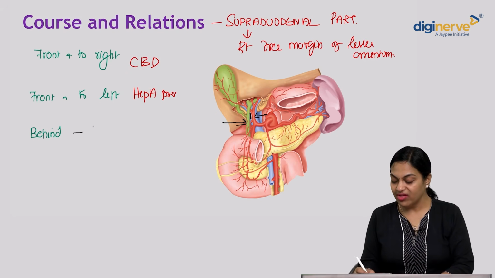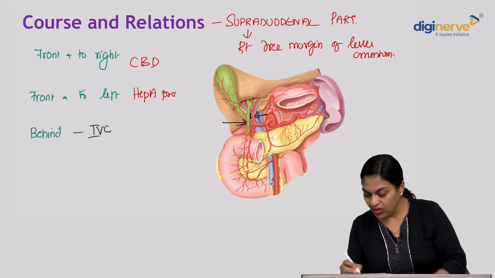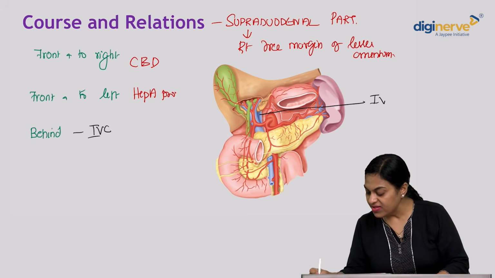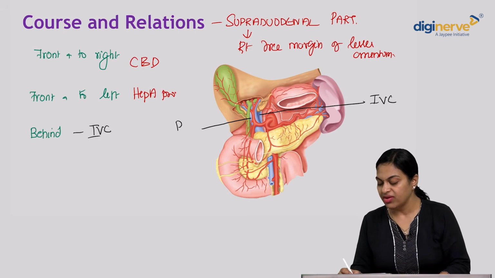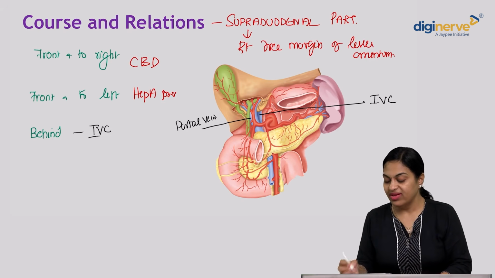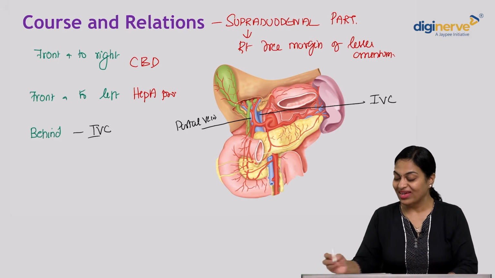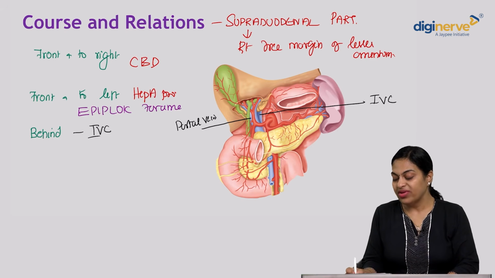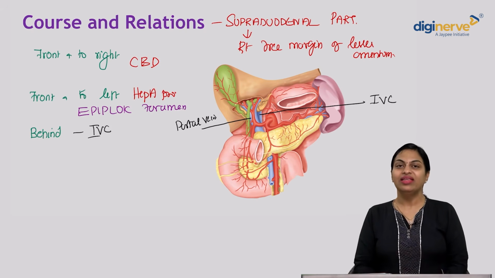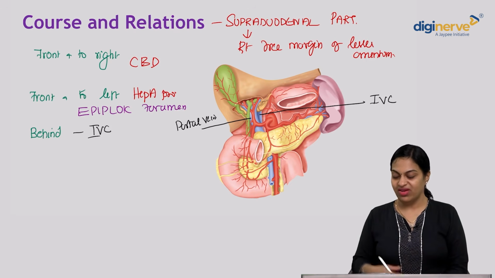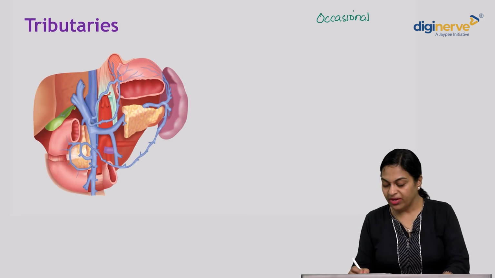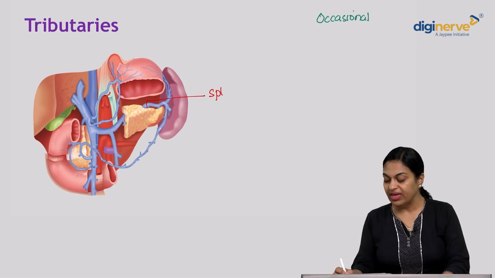Okay, and behind it is going to be the inferior vena cava. Here, if you want to see the inferior vena cava, this one behind is the inferior vena cava, and this one in front is the portal vein. And yes, in front of the inferior vena cava, remember we have the epiploic foramen. So the portal vein lies anterior to the epiploic foramen, isn't it? Posterior to the epiploic foramen, we have the inferior vena cava. Come on, let's look into the tributaries of the portal vein. The formative tributaries, all of us know, is the splenic vein.